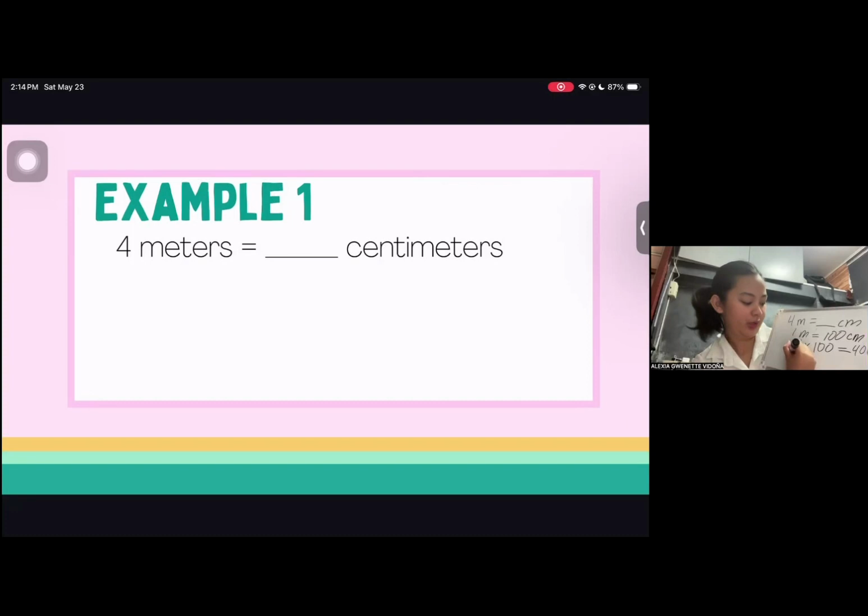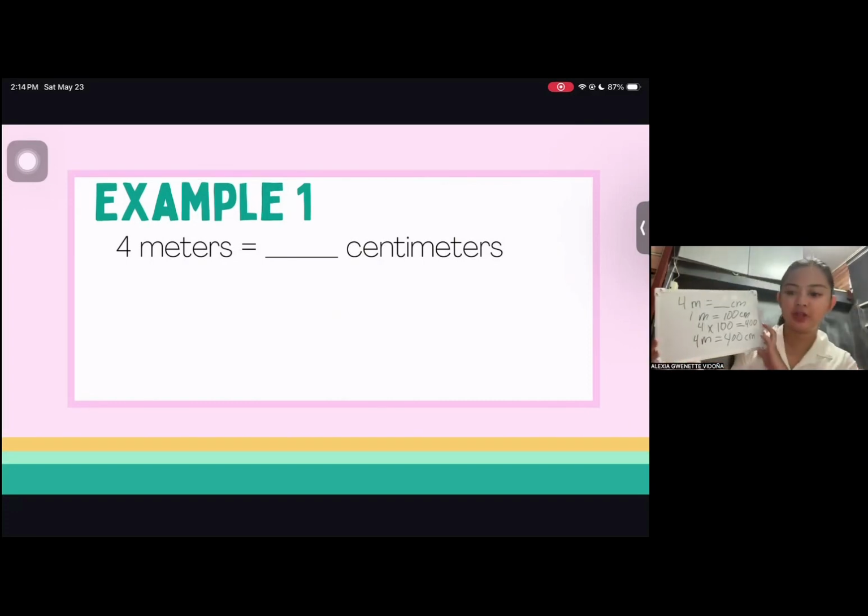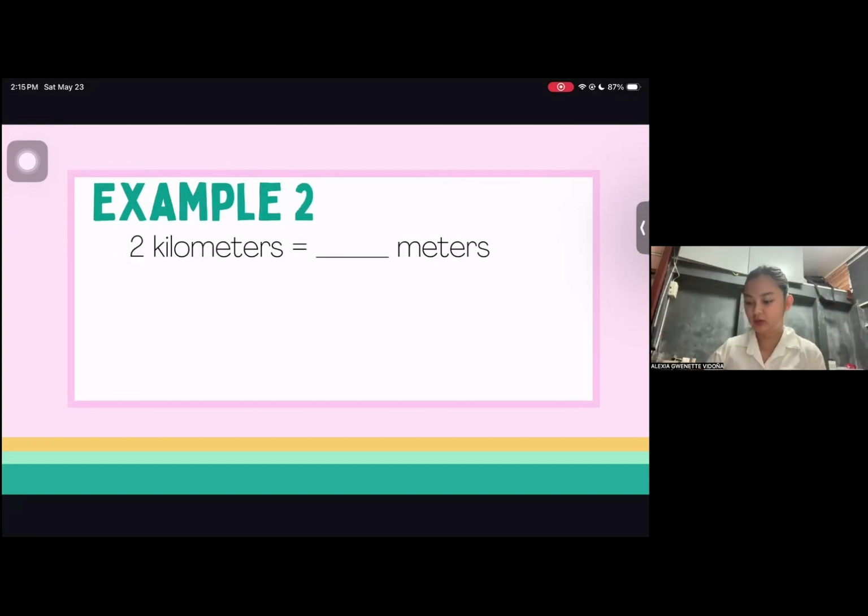Therefore, 4 meters equals 400 centimeters. Did you get it? Now, let's try example number 2. For example number 2, 2 kilometers equals blank meters.